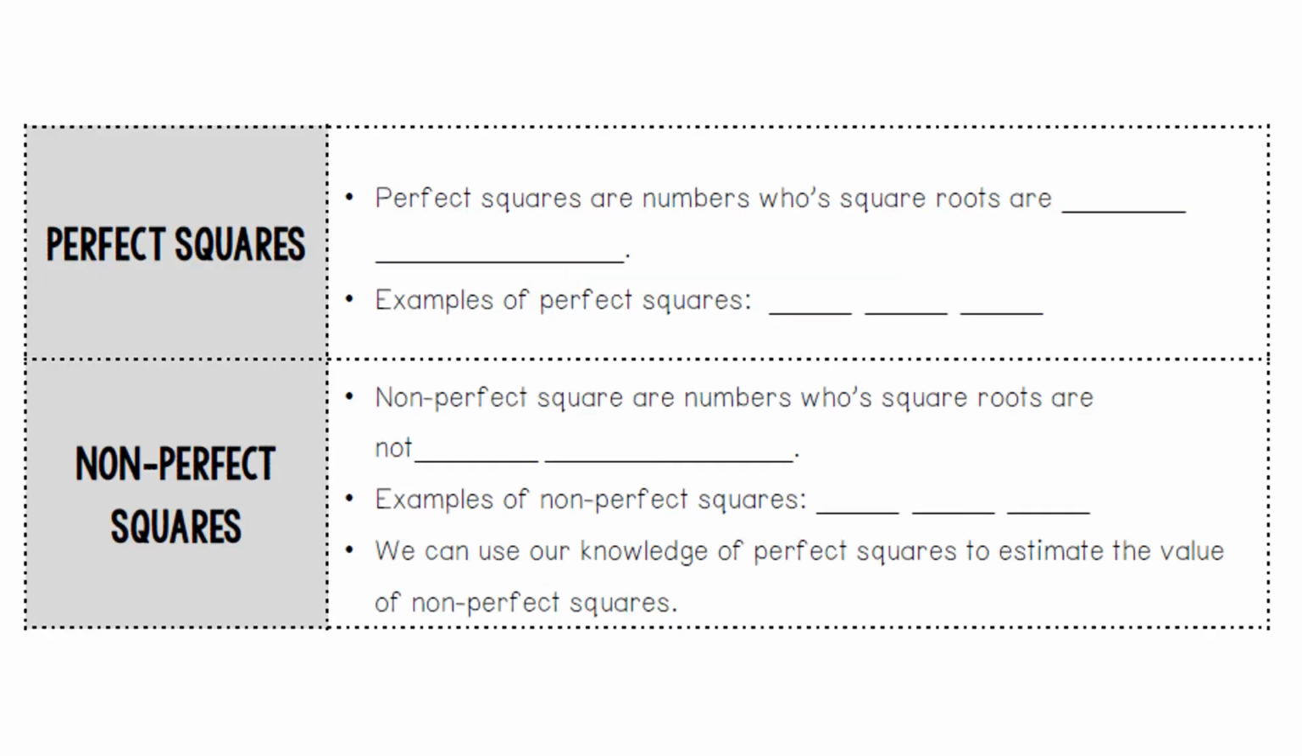So just as a review, we know that perfect squares are numbers whose square roots are whole numbers. For example, we know that the square root of 64 is 8, 8 times 8. We know that the square root of 100 is 10, 10 times 10. And we know that the square root of 9 is 3, 3 times 3. However, when we get into non-perfect squares, there are numbers whose square roots are not whole numbers.